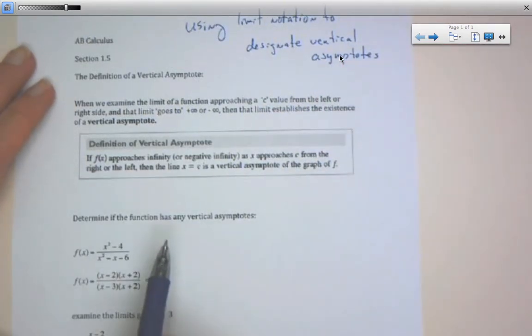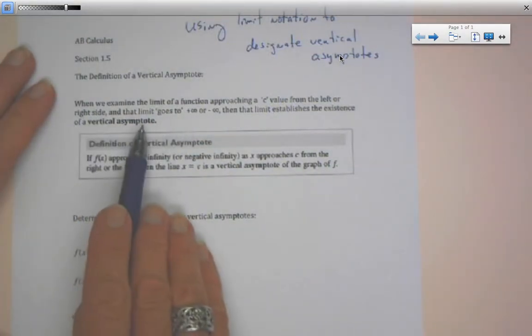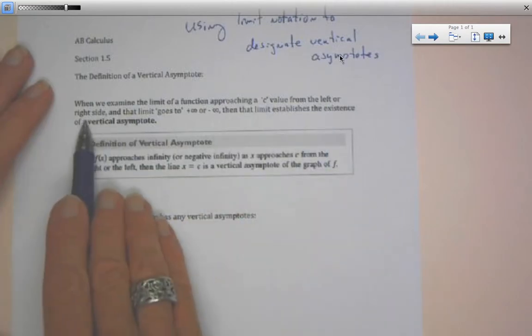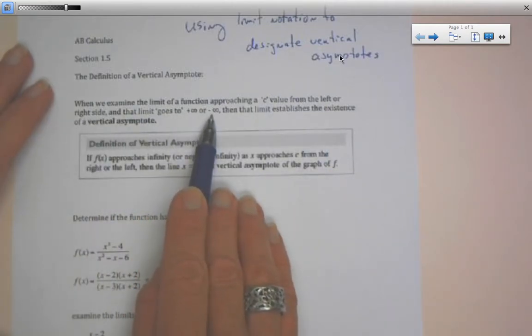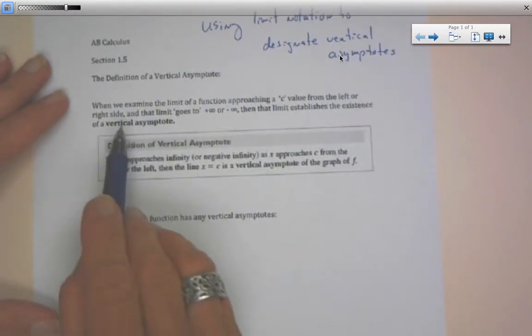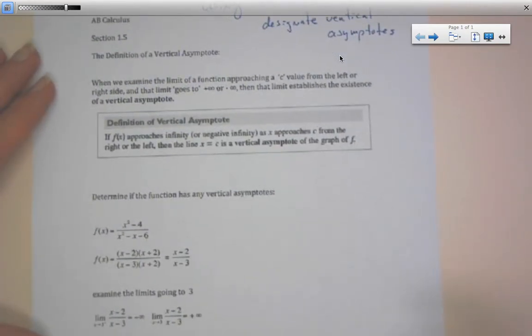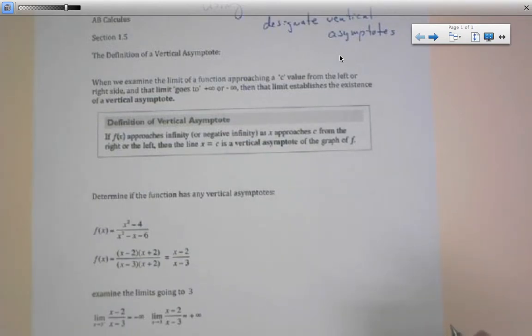Because the formal definition of a vertical asymptote is when you look on either side of it, and as a function approaches a c value from the left or the right, the limit goes to positive infinity or negative infinity, or both sides go to positive infinity, or they go opposite ways. And then this is called a vertical asymptote. It's when on either side of one location a graph goes to positive infinity or negative infinity. And so it's really an explanation written with limits.